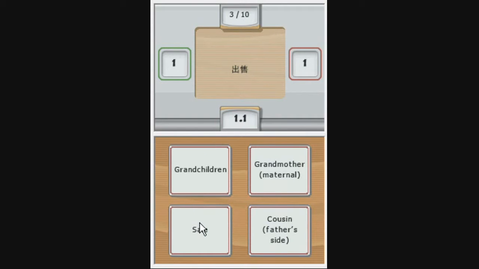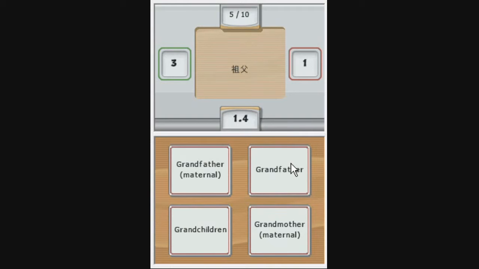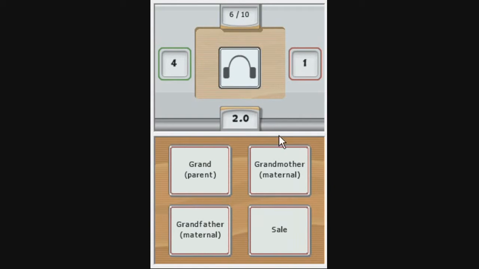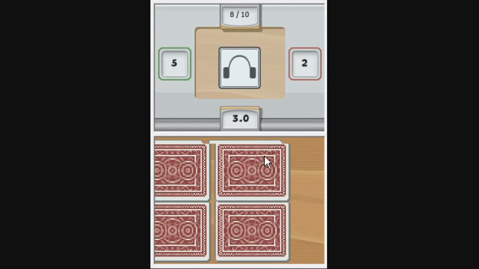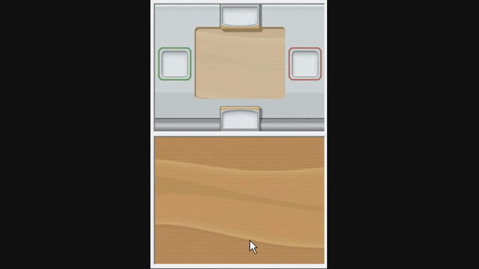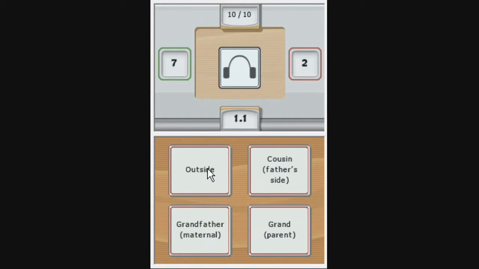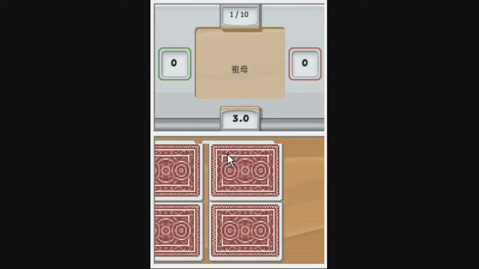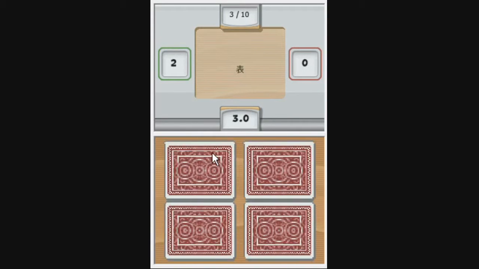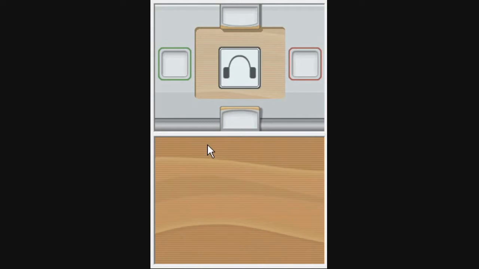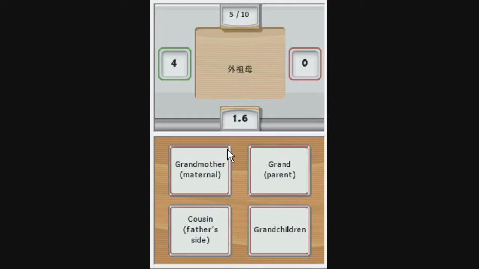出售 is sale. 堂 is cousin father's side. 祖父 is grandfather. 祖 is grand, brackets parent. 表, I think it were, is cousin mother's side. 祖母 is grandmother. 外祖母 is grandmother maternal. And 外 is outside. 祖母 is grandmother. 外 is outside. 表 is cousin mother's side. 祖父 is grandfather. 外祖母 is grandmother maternal.